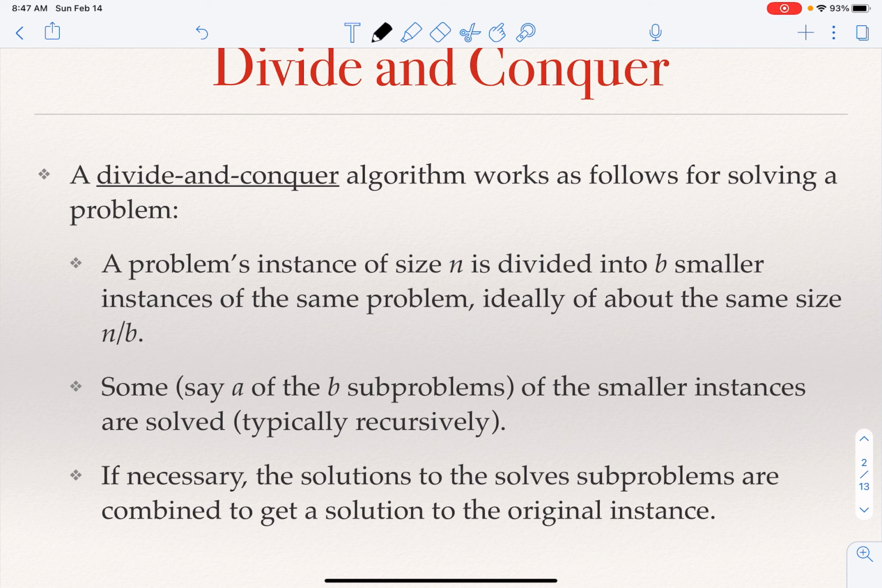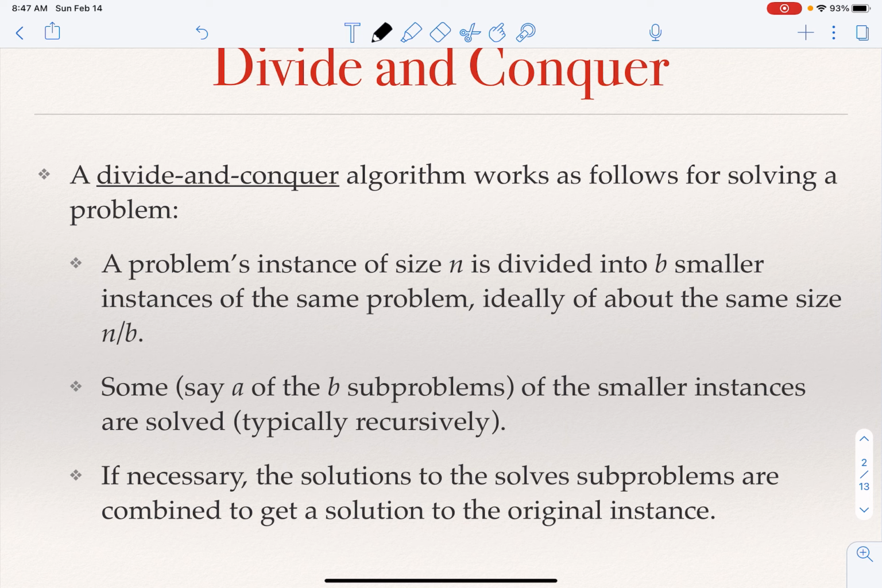The instance is that array, the array of size n. If you want to work on a graph that has n nodes, that's the instance, the graph of n nodes. If you are trying to deal with a string with n letters, that's the instance of the algorithm.